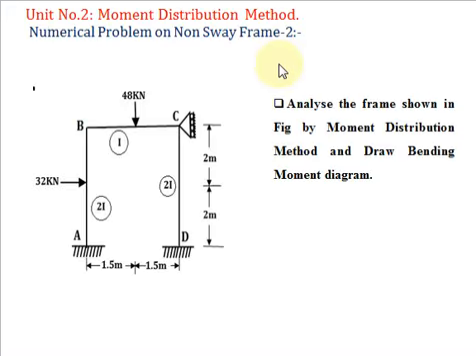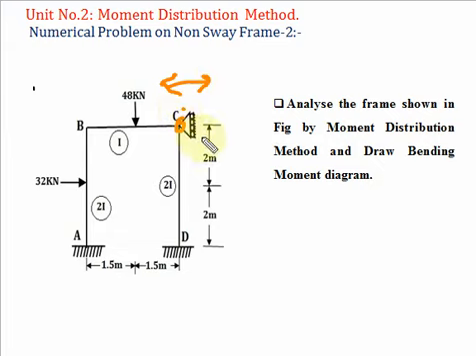Now in the given numerical, one portal frame is given. This portal frame is supported at C. So due to the presence of support at C, the frame will not move horizontally, so it becomes a non-sway frame, or it will act as a non-sway frame.